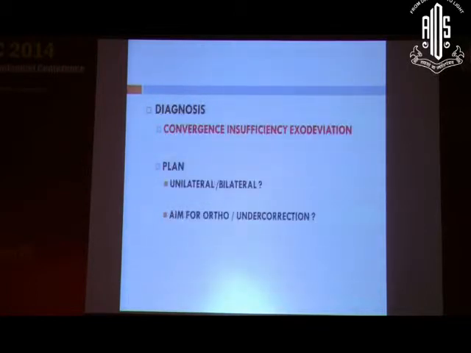So the diagnosis in this particular case was convergence insufficiency exotropia. Now in such cases, what do you plan? Do you plan a unilateral or a bilateral procedure? You plan both resection, or resection. So ideally it is MR resection of both the eyes.